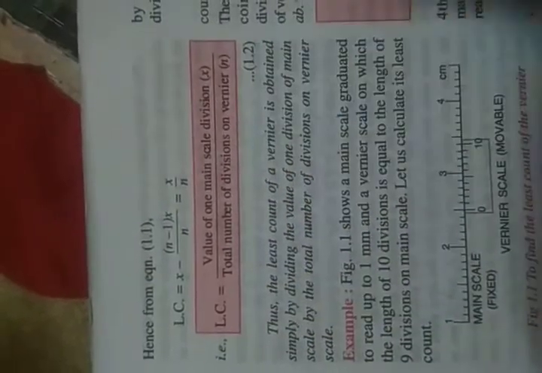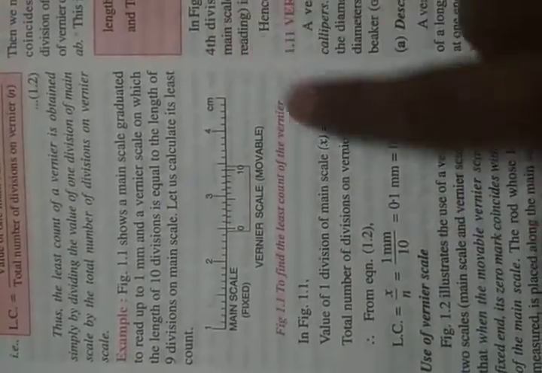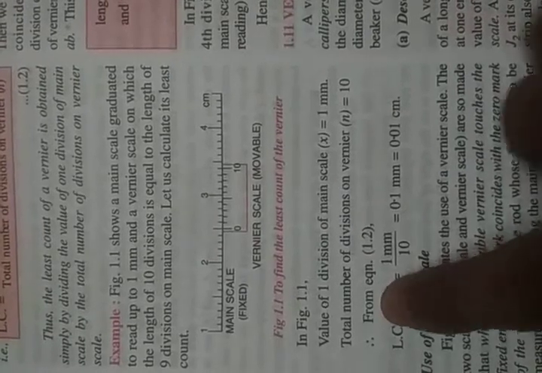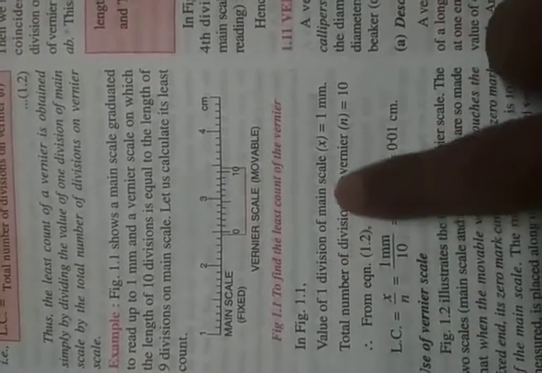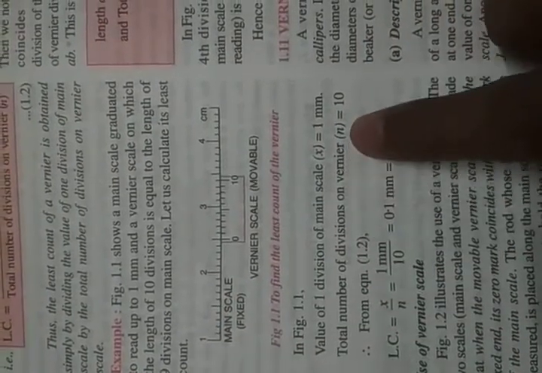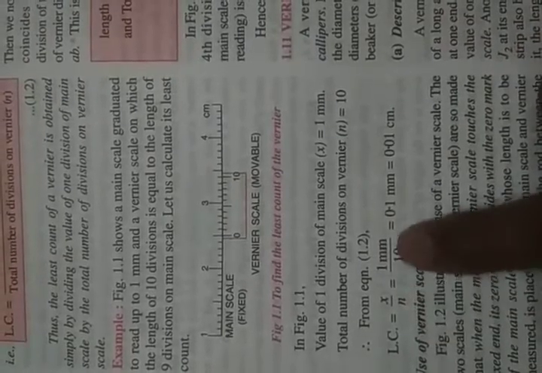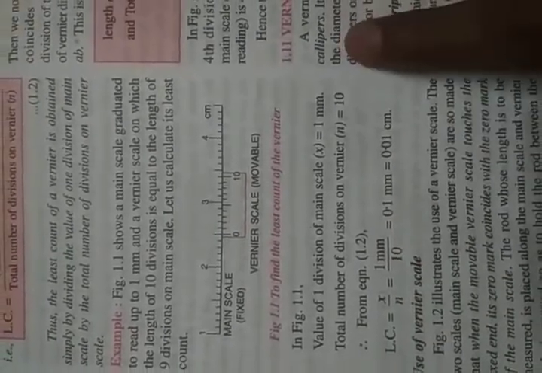What is the x here? x equals the value of one main scale division and n equals the number of divisions on the vernier. Look at the figure. Here the value of one main scale division is 1 millimeter. You can see that. So the total number of divisions on the vernier, n, equals 10. From the equation we got LC equals 1 by 10, equal to 0.1 millimeter.